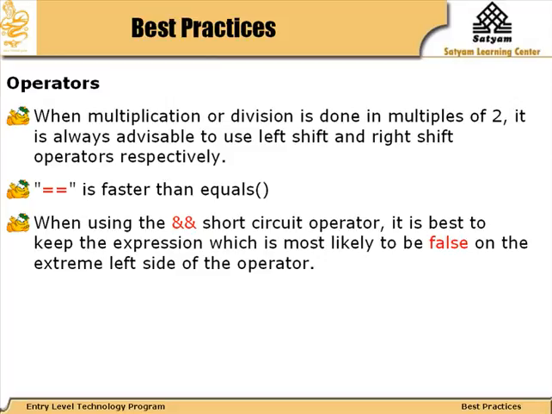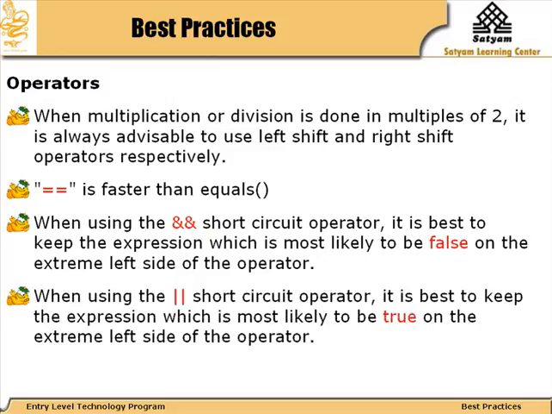When using the AND short circuit operator, it is best to keep the expression which is most likely to be false on the extreme left side of the operator. And when using the OR short circuit operator, it is best to keep the expression which is most likely to be true on the extreme left side of the operator. In both cases, the compiler need not evaluate the expression on the right side if the condition fails in the first expression.